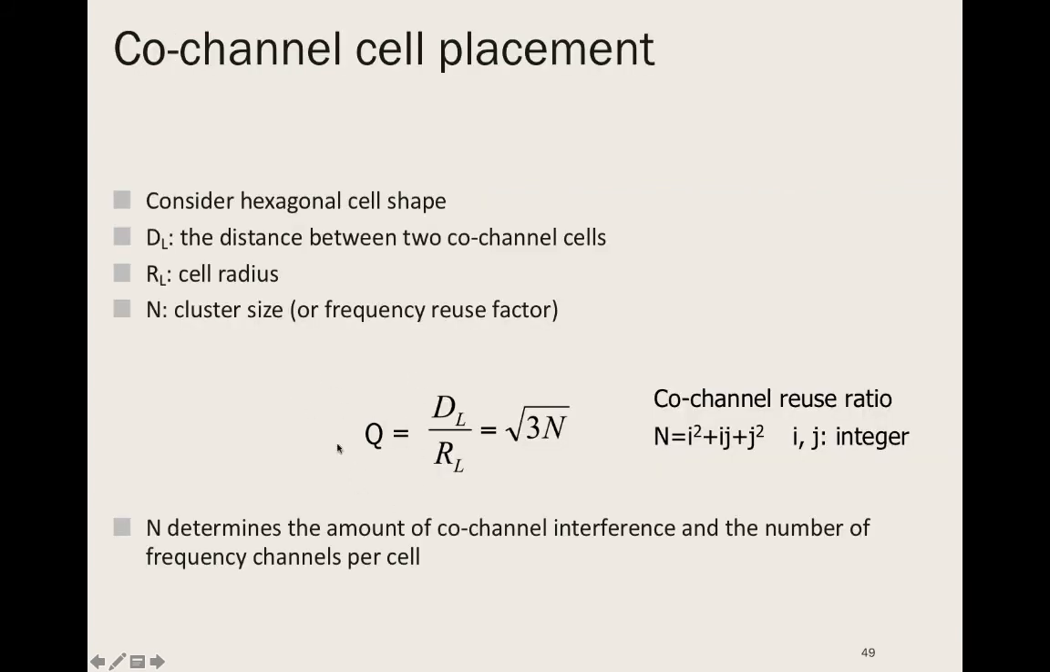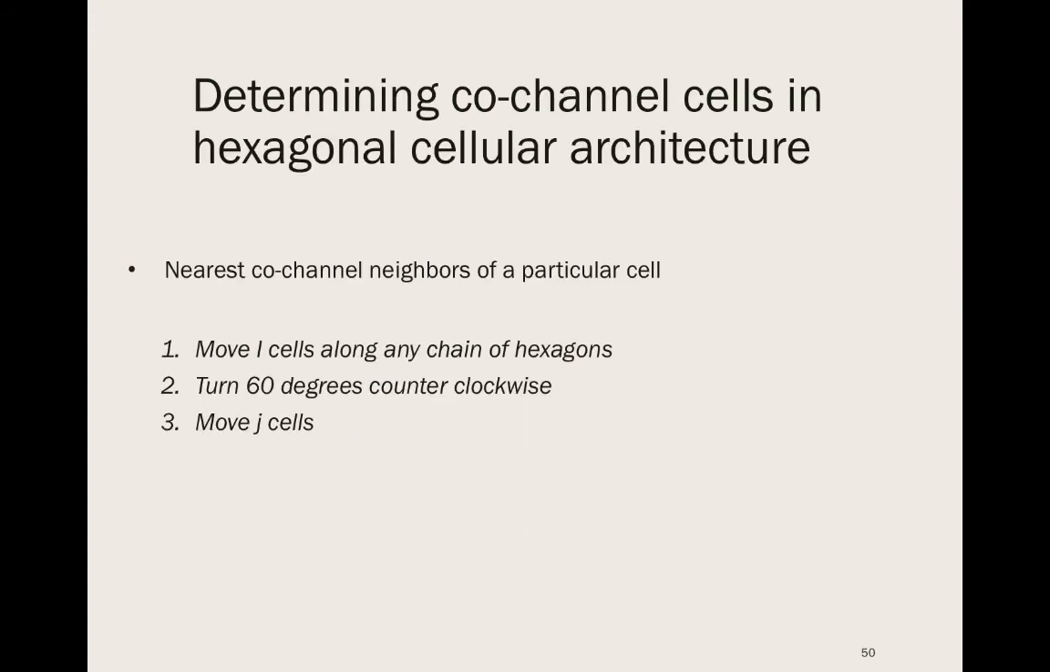We have the reuse factor here again, and a cellular tiling pattern can be presented using two non-negative integers, i and j. The integer i is the number of cells to move from one cell in one direction. Then you need to turn 60 degrees counterclockwise and move j cells in the new direction. So that's basically the rule here.